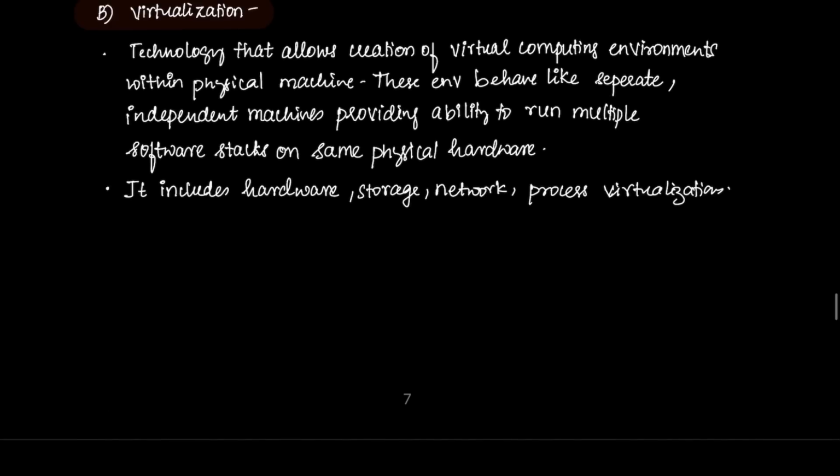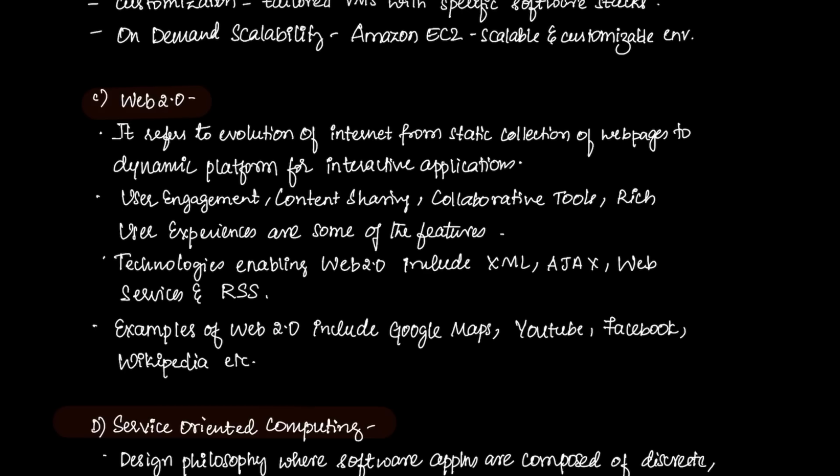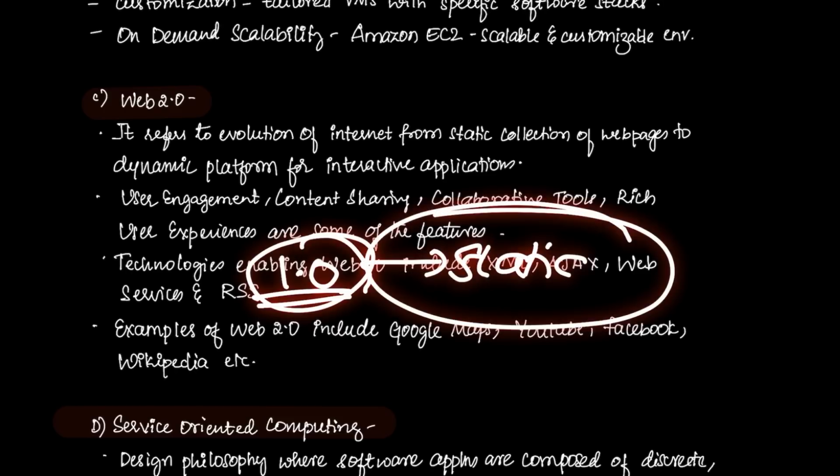Then we have the virtualization types, which include hardware virtualization. It simulates hardware resources to run full operating systems in virtual machines. Process, storage, and network virtualizations are also there. Next, Web 2.0. Web 2.0 is a revolution from Web 1.0. Web 1.0 had static applications, right? An advancement over these static applications is Web 2.0.